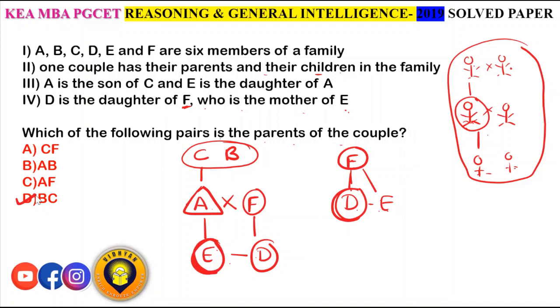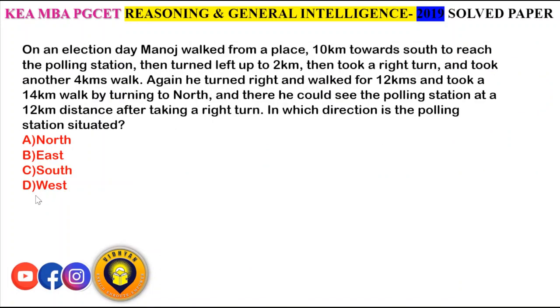Next one. On an election day, Manoj walked from a place 10 km towards south to reach the polling station. So this is the direction based question. As you read, you start drawing this thing. Manoj walked from a place 10 km towards the south. So he's pointing here, this will be the north, and this is south. So 10 km towards the south.